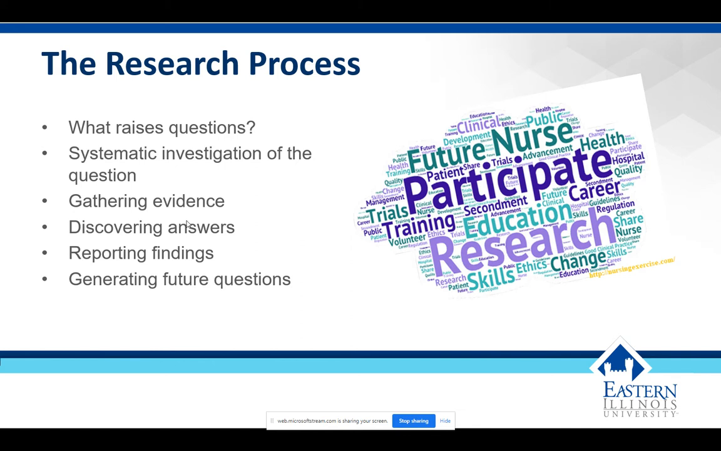Then we're going to do a systematic investigation of the question. That really just means, hey, we're going to do a literature review. We're going to go see what evidence is out there and what we can implement. We're going to gather the evidence, discover some answers, and then report our findings. And hopefully, throughout this research process, that'll generate future questions for more research.